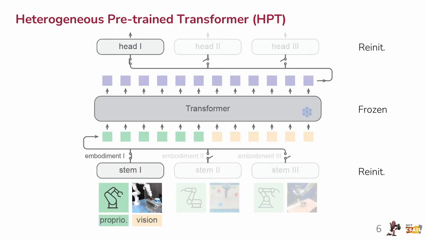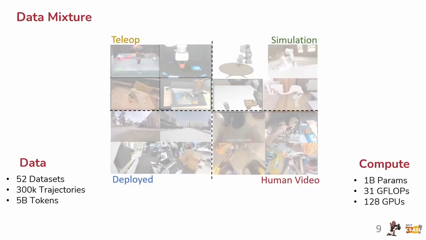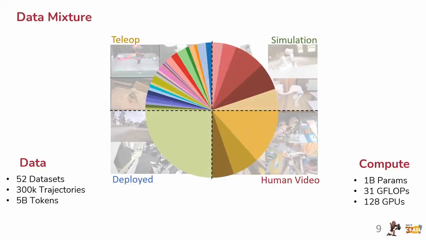and data requirements. To train this network, we assembled a very heterogeneous policy learning dataset with 52 individual embodiments, including real-world robot teleoperation, simulation, in-the-wild driving, and human videos. This data mixture contains 300K trajectories, and we train HPT up to 1 billion parameters.